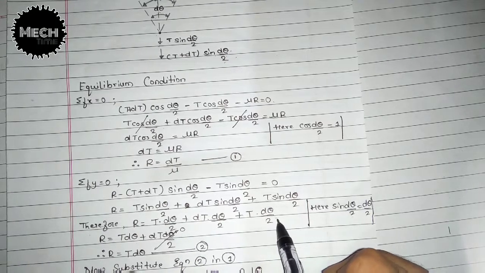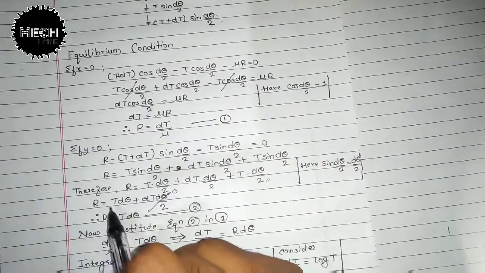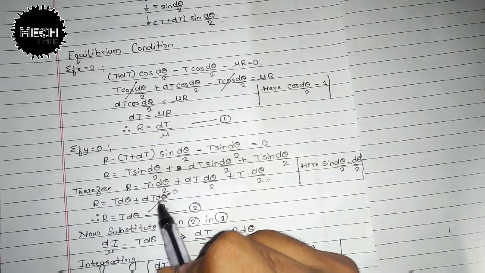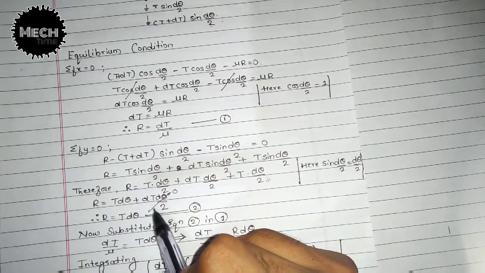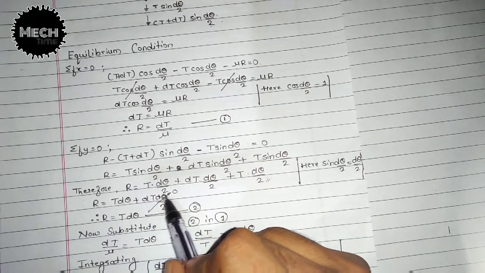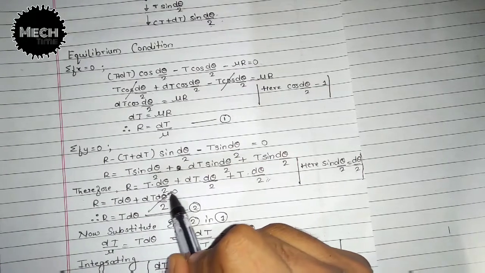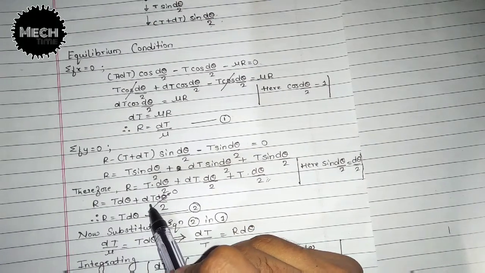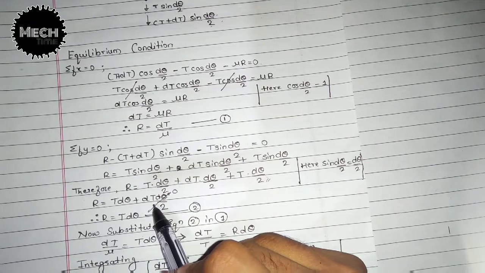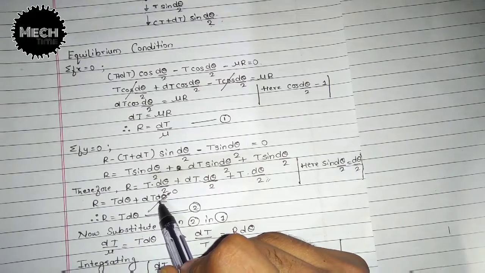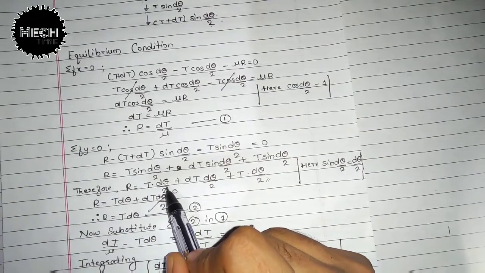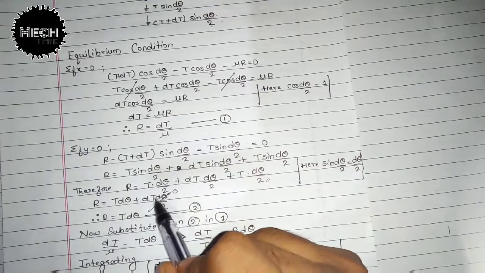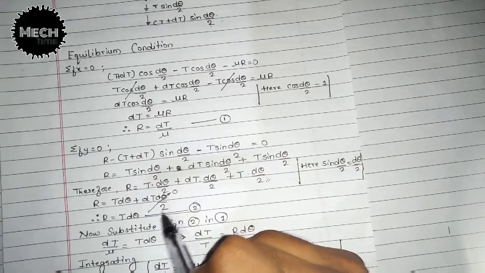Okay, so you will come till here position. Now R is equal to T d theta plus dT d theta by 2. Since this dT d theta by 2 is very small, we have to ignore it. Why do we have to ignore it? Because this component is very small, so we need to neglect it.